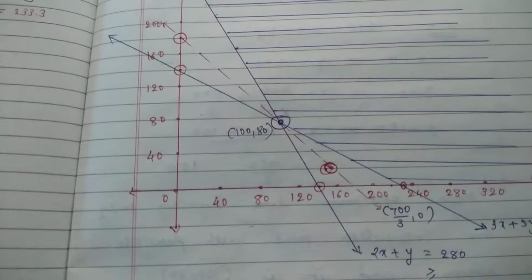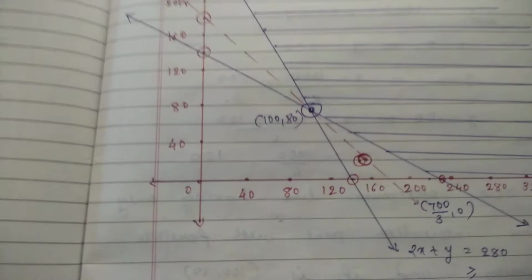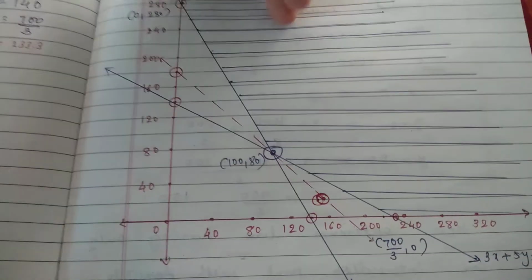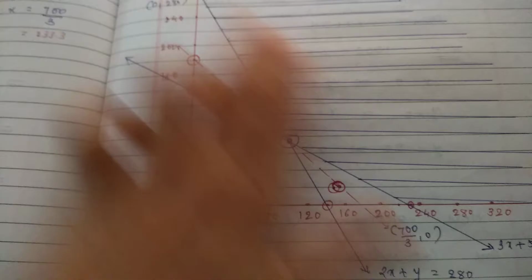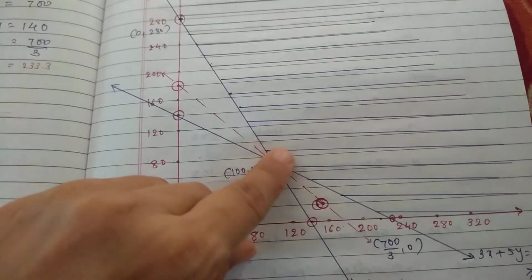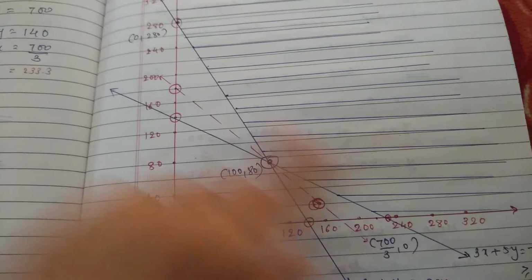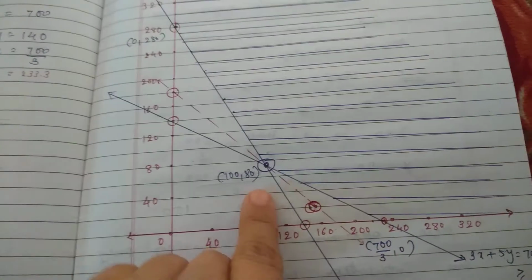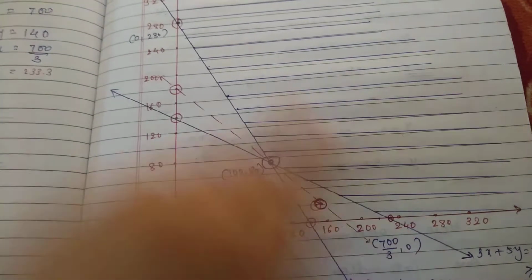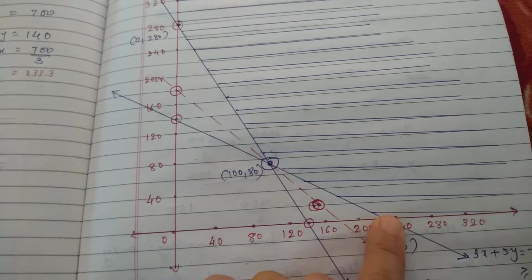Now as our constraints are of greater than or equal to type, the upper portion will be the solution. You can also check with the origin. So this is our feasible region, you can see. Now the next step is to consider the corner points. First is (0, 280), second is (100, 80), and the third is (700/3, 0). These three are the corner points.